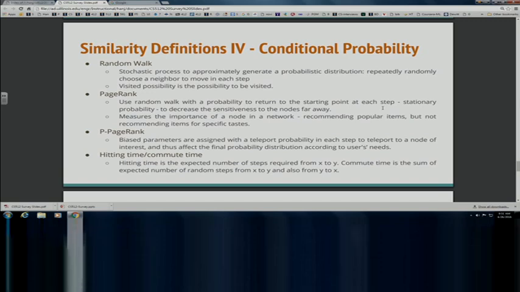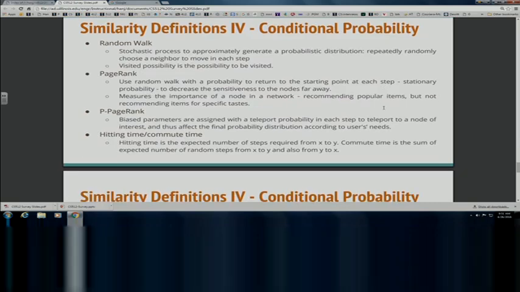However, this also has a limitation in a recommendation system: it measures only the importance of a node in the network. That means it only recommends popular items, but does not recommend items for specific tastes, like for a specific user.